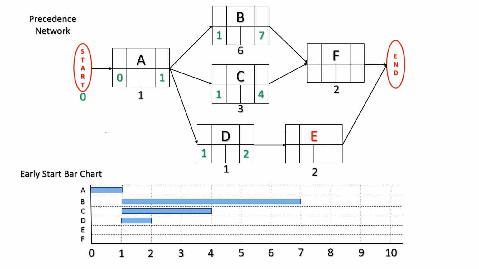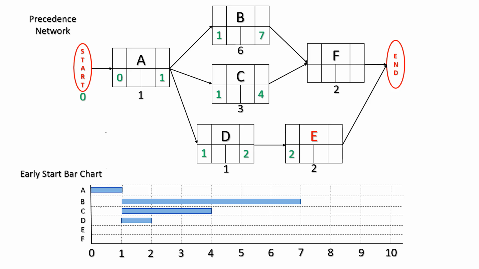And now looking at the next activity E, we realize we have to find the early start. Now the early start of E is dependent on the completion of the preceding activities, and in this case there is only one preceding activity, that is activity D. So the early start of E is dependent on the early completion of D. The earliest E can start is when D is complete at its earliest, which is 2. So we move the 2 into the early start of activity E.